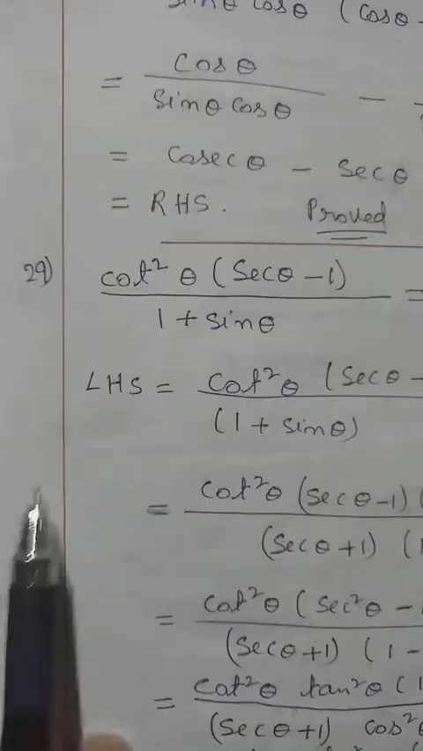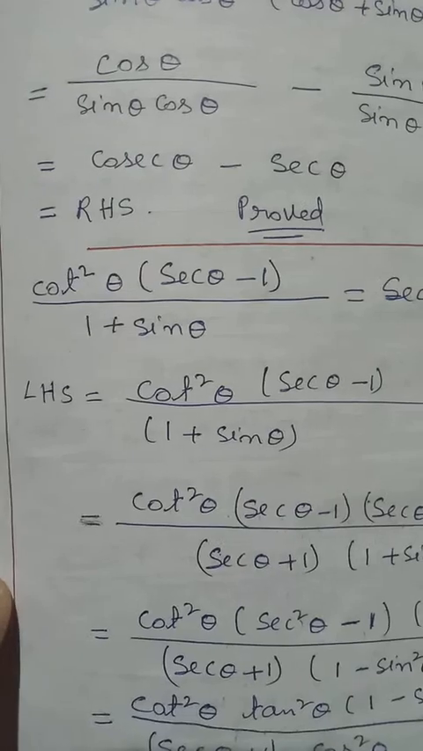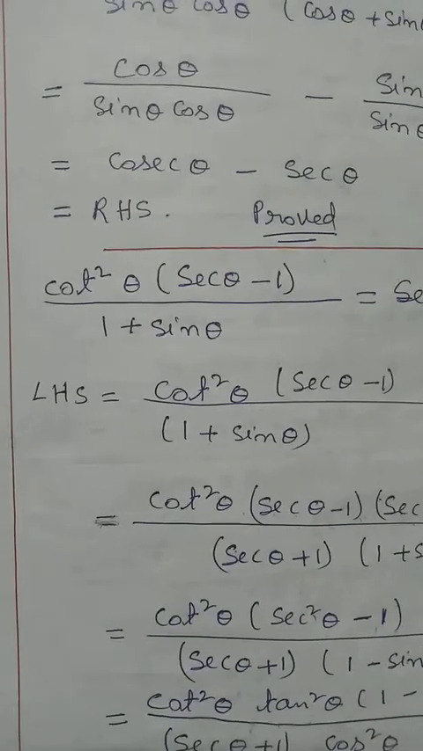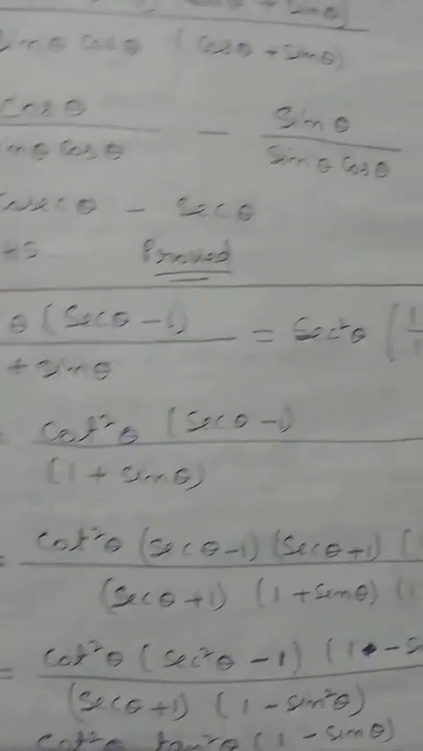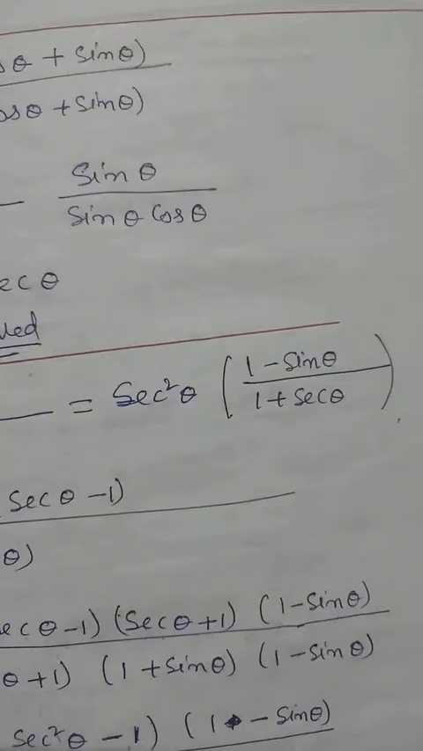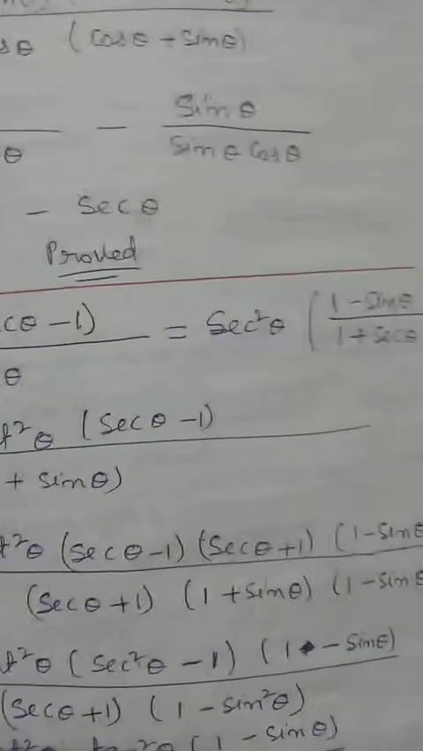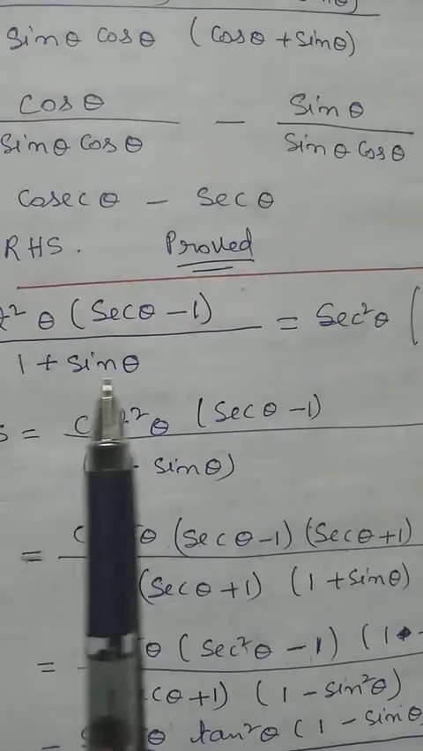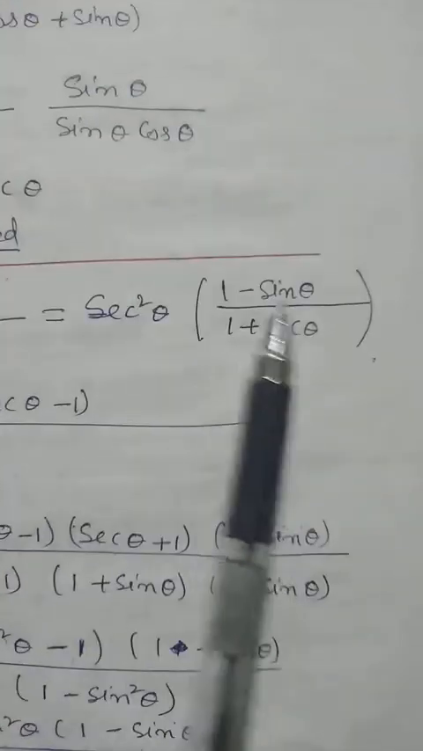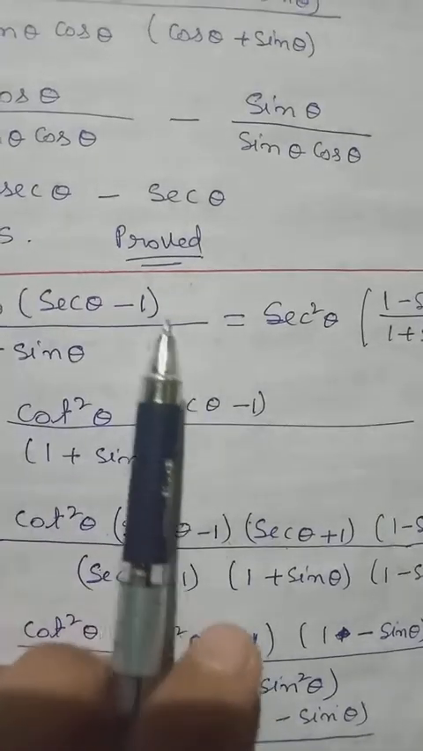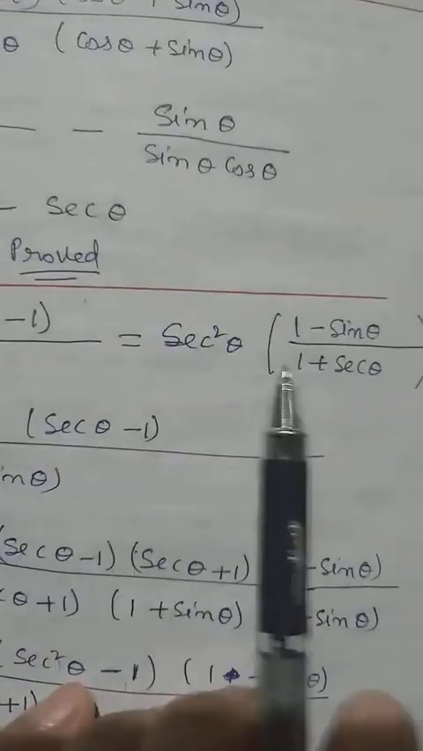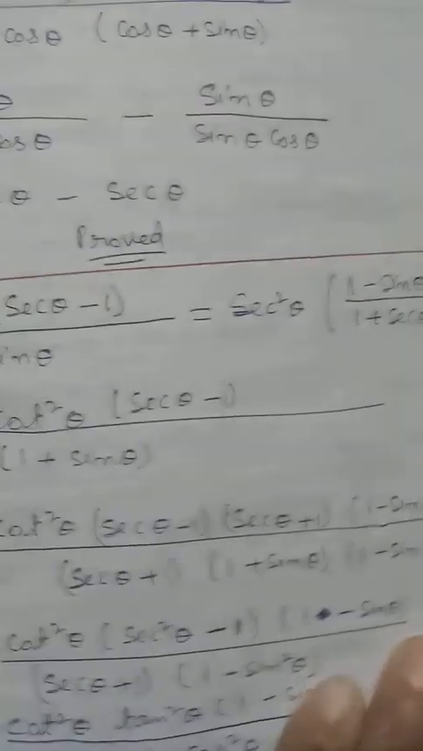Then we go to question 29. We have cot theta, (sec theta minus 1) by (1 plus sin theta). In the right hand side, we want (sec square theta)(1 minus sin theta) by (1 plus sec theta). Here we have 1 plus sin in the denominator. Here we have 1 minus sin in the numerator. Then here we have sec theta minus 1 in the numerator, 1 plus sec theta in the denominator, opposite.